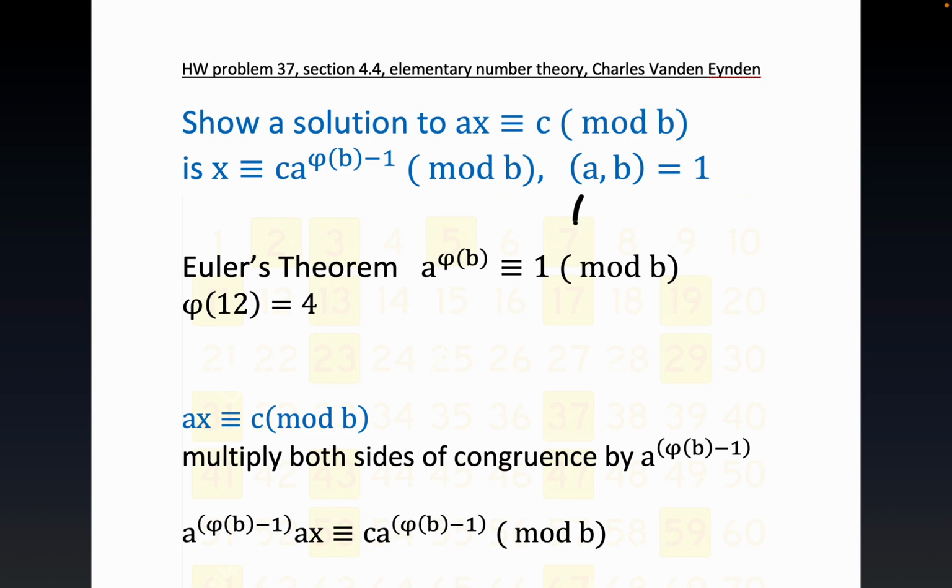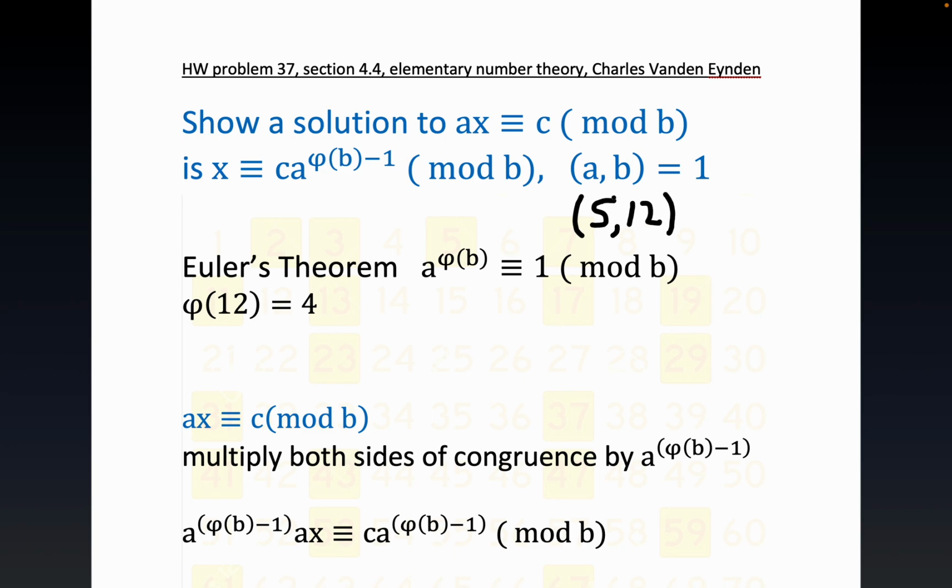Let's prove a number theory homework problem from Charles Vanden Eynden's textbook. This is problem 37, I think, section 4.4. It's a result that links together something called Euler's theorem with linear congruences. There's not much to it, really, but it's still kind of interesting to see how it works out. The proof isn't too difficult.